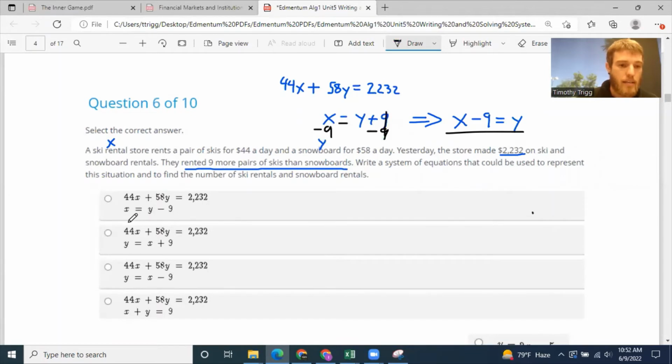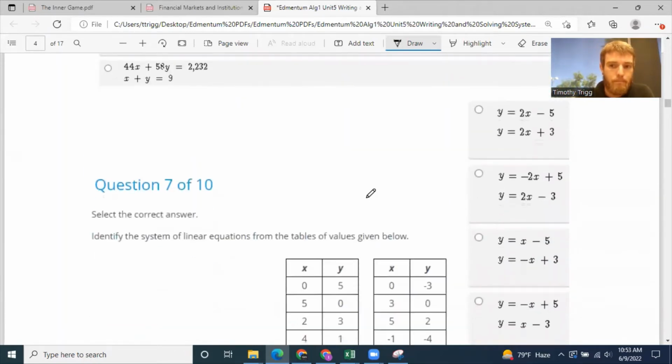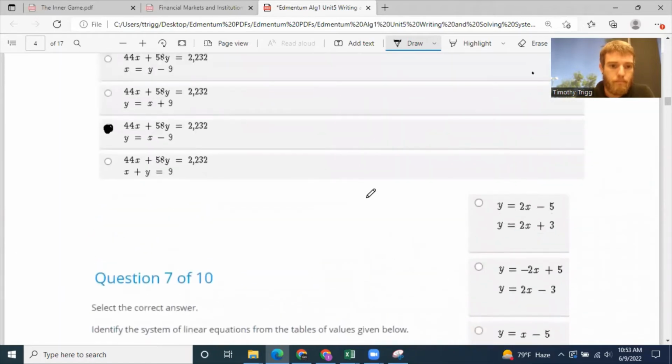So in this case, here's what they're looking for. Okay. A little bit tricky, but just keep in mind that there might be more than one way to write the correct equation, right? Okay. All right.